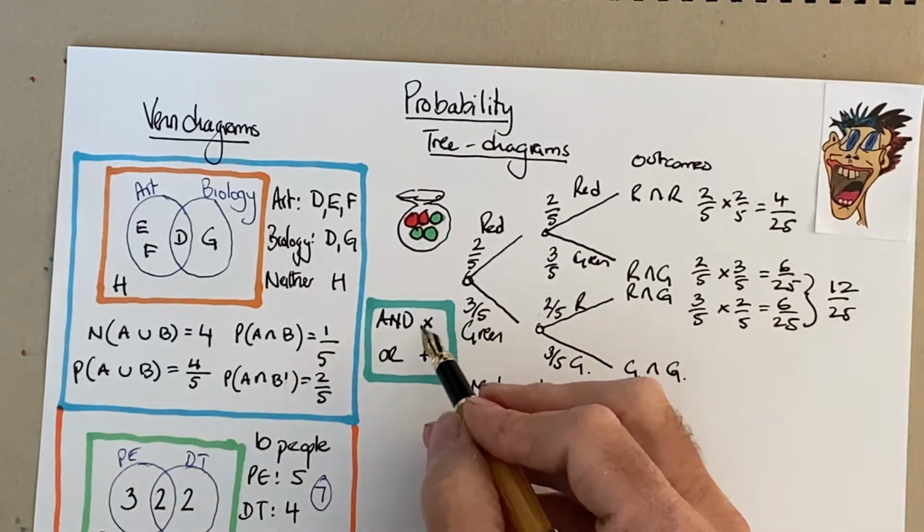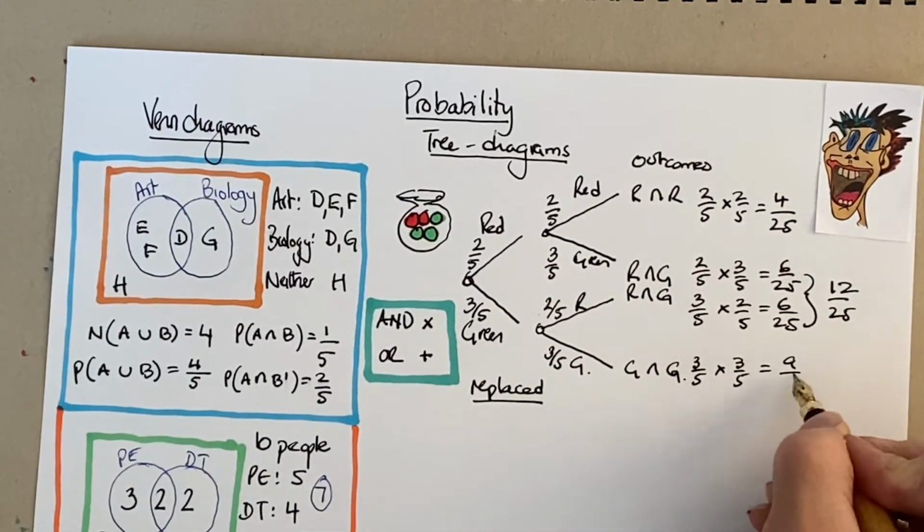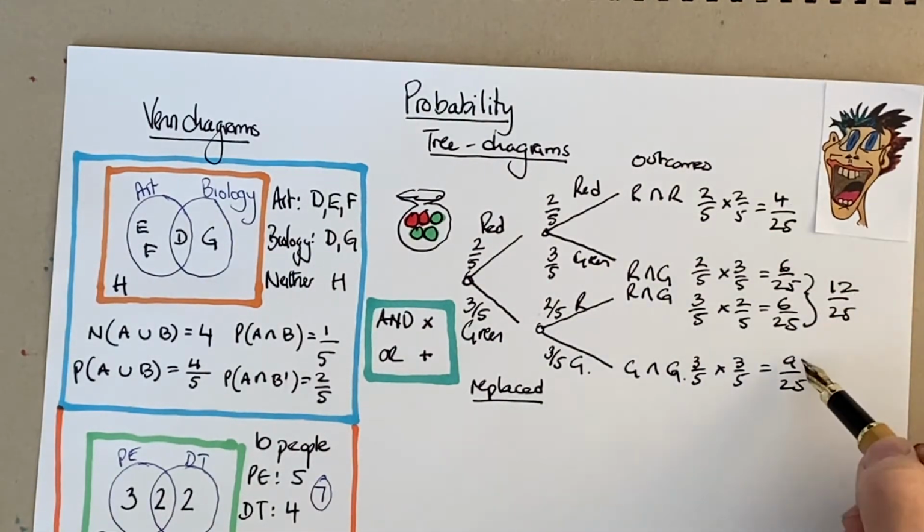So the or means you add, the and means you times. Green and green, so that'd be 3 over 5 and 3 over 5. 3 3s are 9 over 25. And notice that if I were to add the 4, the 12 and the 9, I'd get 25. So that's tree diagrams done.